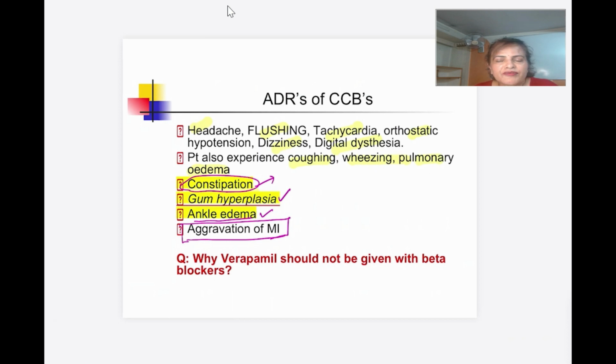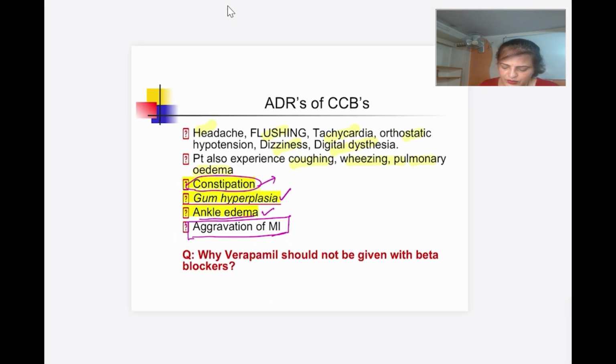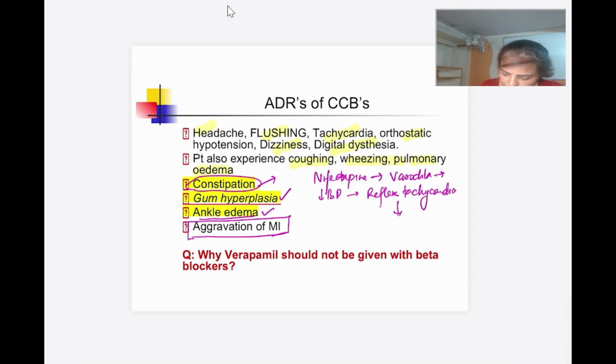Now what happens with nifedipine? It is a short acting drug. So it is going to cause vasodilatation. This is going to decrease the blood pressure, and ultimately there will be reflex tachycardia. The heart has to work more, and that is going to cause the aggravation of the MI.